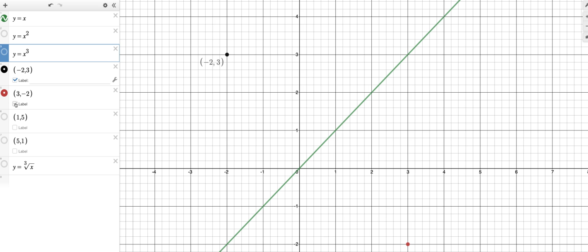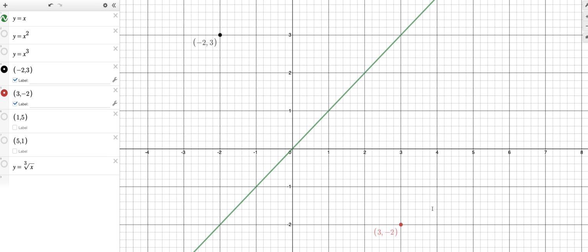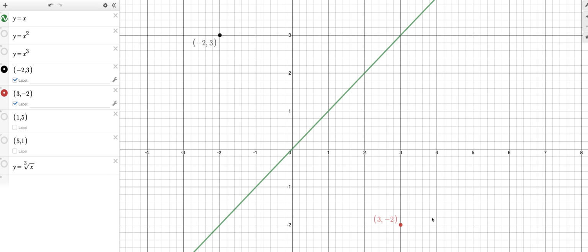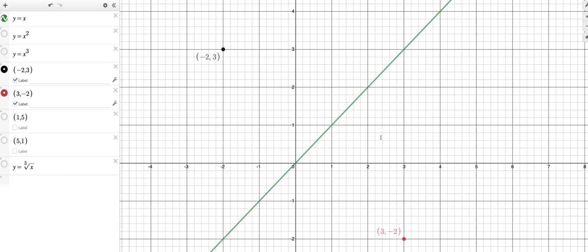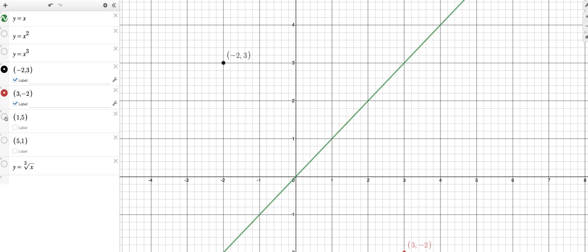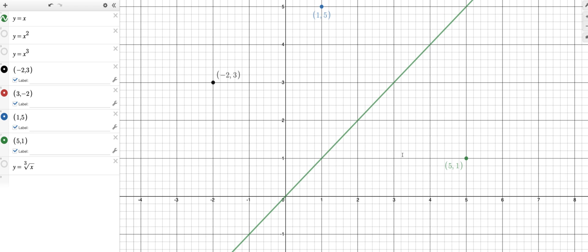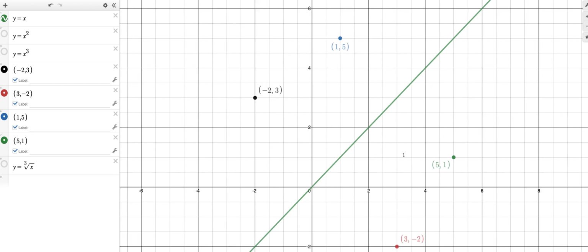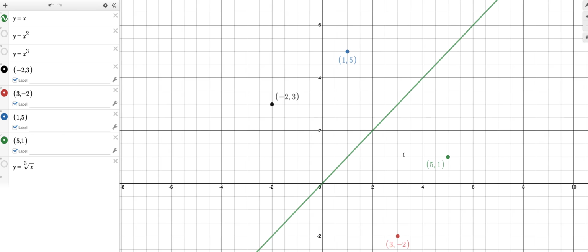Now let's label that one. So you see these two? We've done the switch, the transposing of these two. Now, do you see a relationship between these two relative to this line? Think about that for a second. I'll give you another one here. Suppose I have 1, 5 and 5, 1. Let's label those as well. Do you see a relationship between these points and that line?